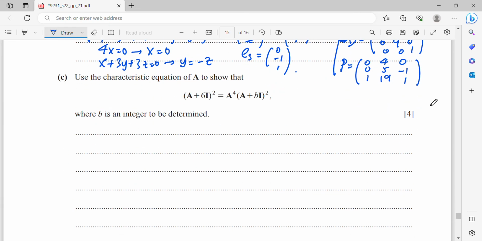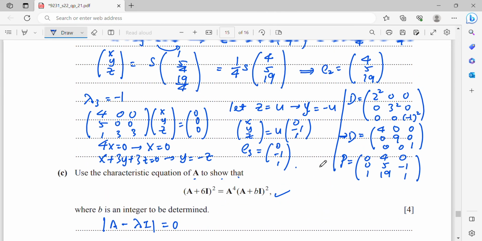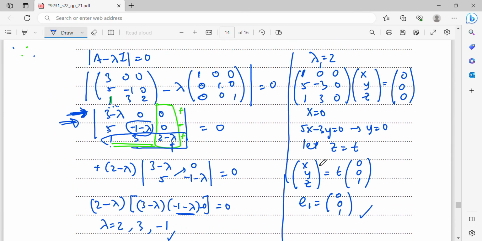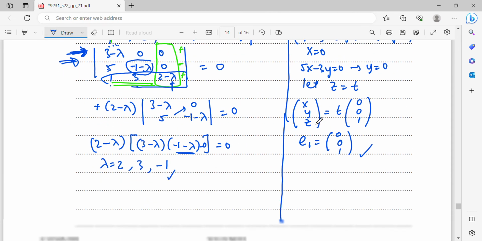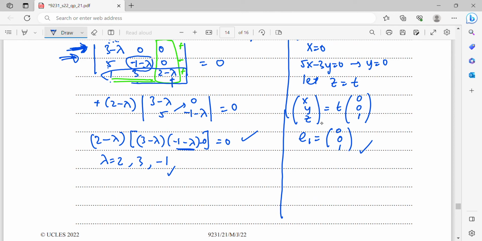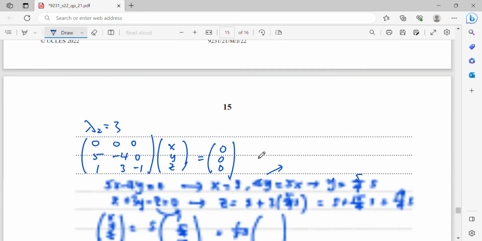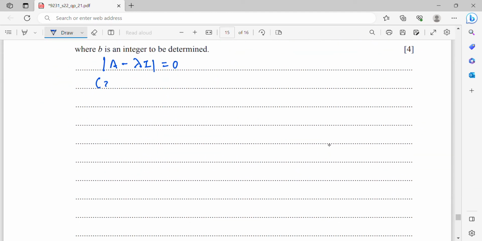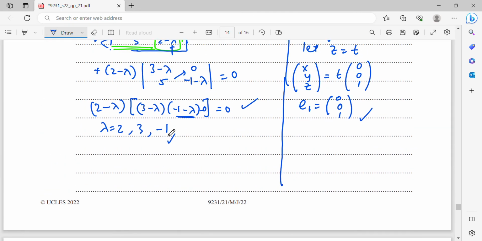Right? So now, part C, use the characteristic equation of A to show this equation, where B is an integer to be determined. Okay, so the characteristic equation is basically determinant of A minus lambda I equals to 0. So basically, we have solved it just now, which is this, right? Here, and you are getting this now. So I will rewrite this. 2 minus lambda times 3 minus lambda times minus 1 minus lambda equals to 0. So 2 minus lambda, 3 minus lambda, minus 1 minus lambda.